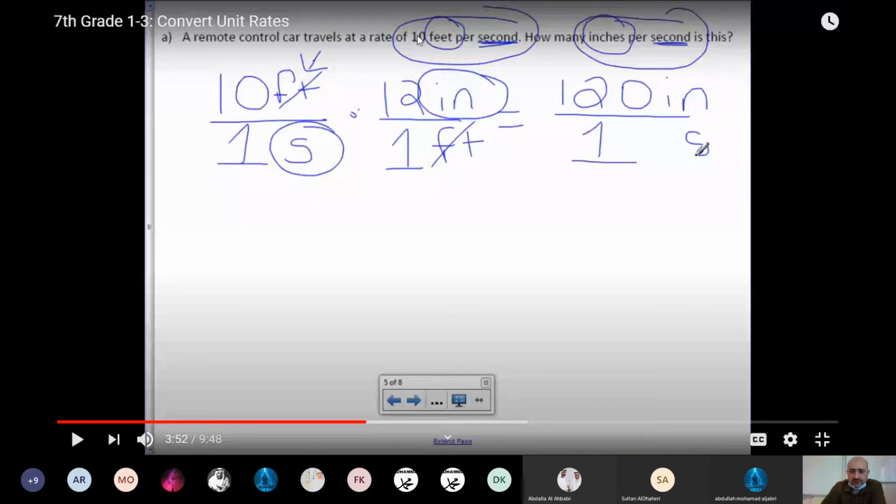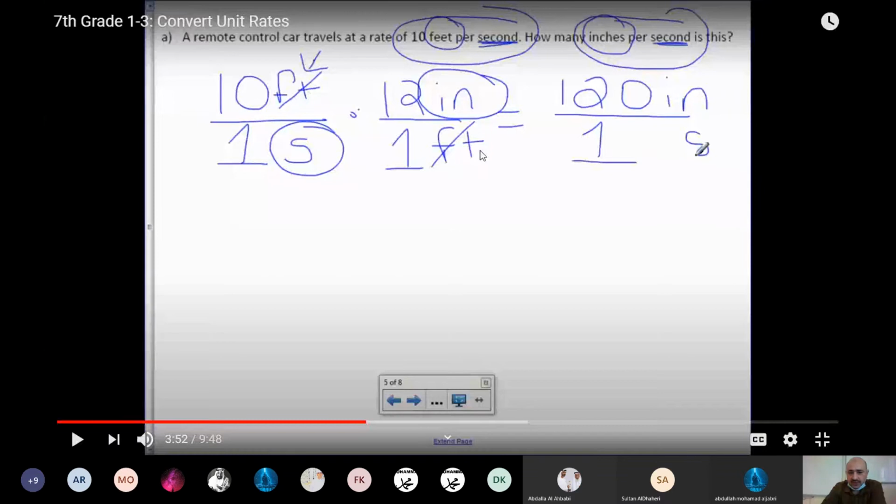Each 1 foot equals 12 inches. As you see here, up we have feet, and down here we have feet. The same unit. I can cancel feet up with feet down. When we have the same unit up and the same unit down, we can cancel the unit up with the unit down. So cancel feet up and feet down.